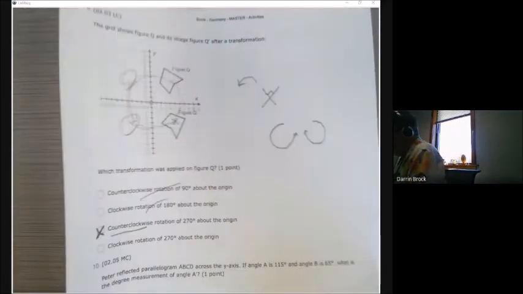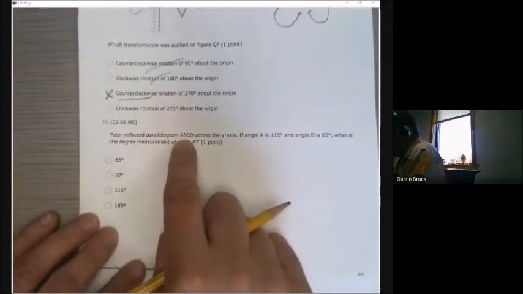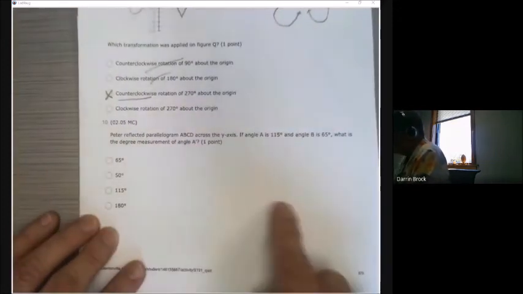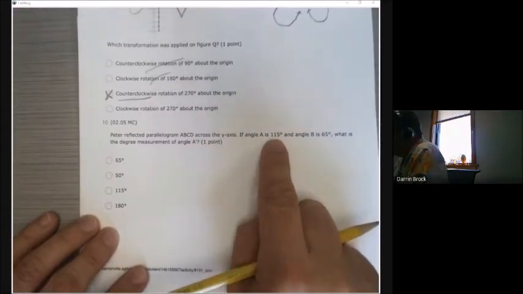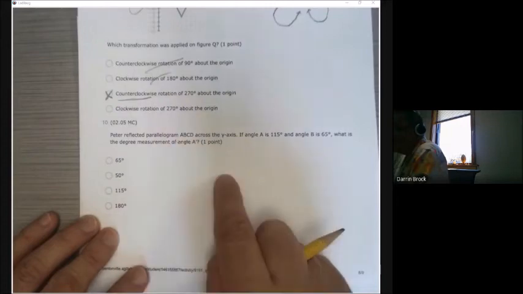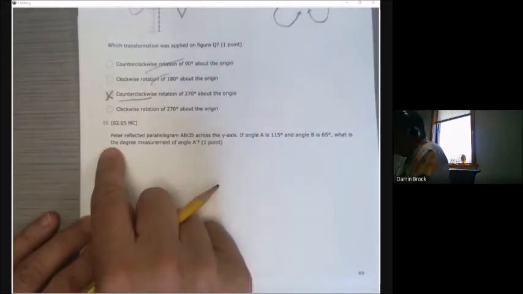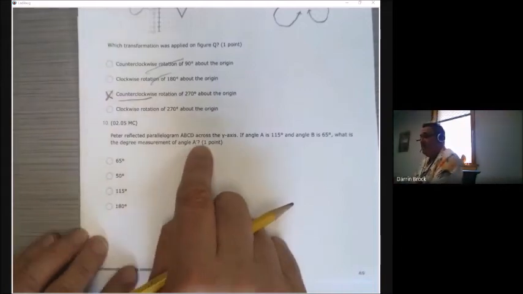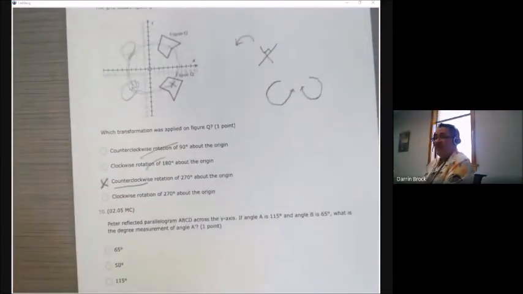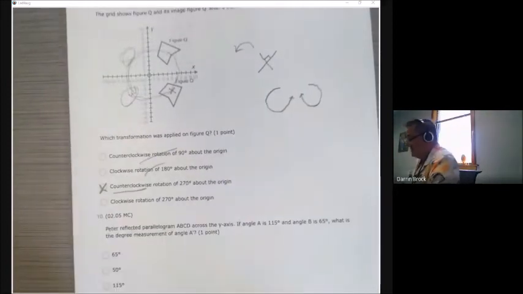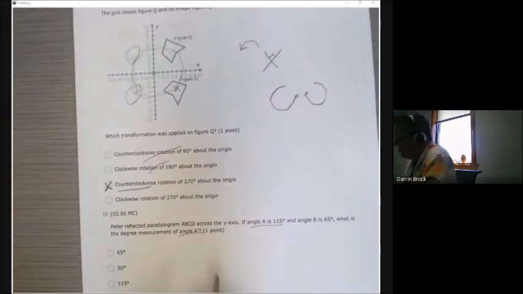All right, and let's look at number 10 here. Peter reflected parallelogram ABCD across the y-axis. No diagram, they're just talking. If angle A is 115, so in that parallelogram, the angle for A is 115 and B is 65, what is the degree measurement of angle A prime? Okay, so this is a conceptual thing. We can draw it if we want to. We can make up our own ABCD, but there's no need to do that. It's just asking if angle A is 115, what's angle A prime?